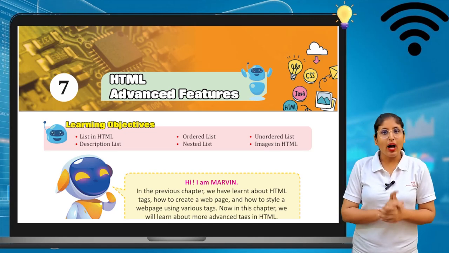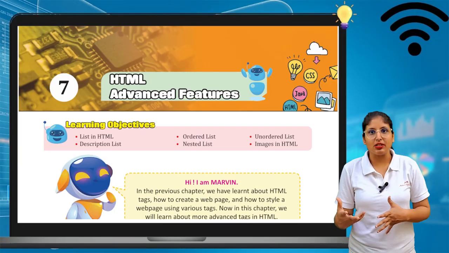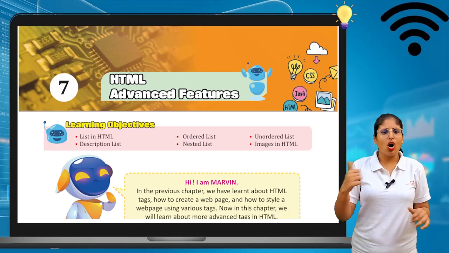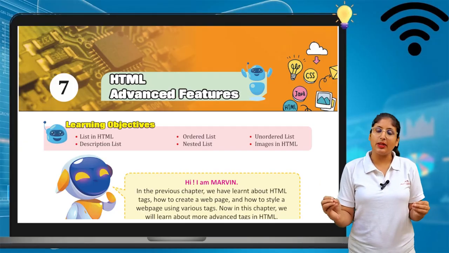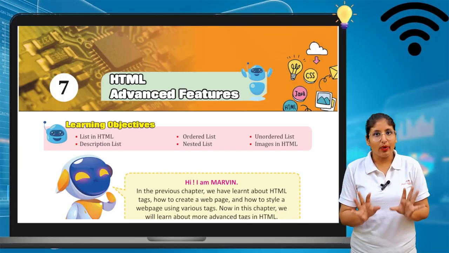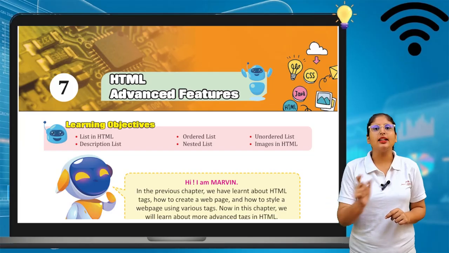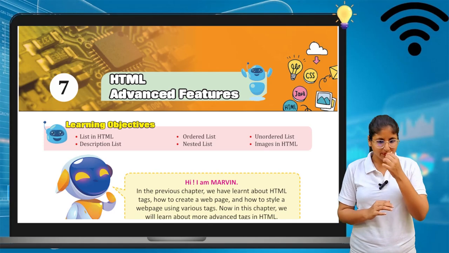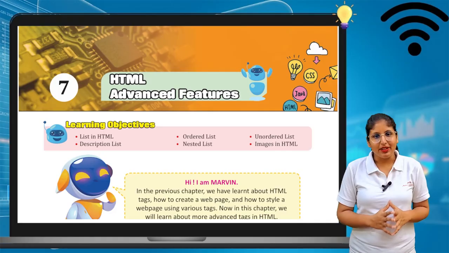So are you ready for this class? Because here also we will see HTML, but some advanced features. We will see some lists that are there in HTML, like ordered list, nested list, unordered list. What are these lists in HTML? We will see all these lists in this chapter. It is very important to understand these lists and their types. So let's start this chapter number 7.